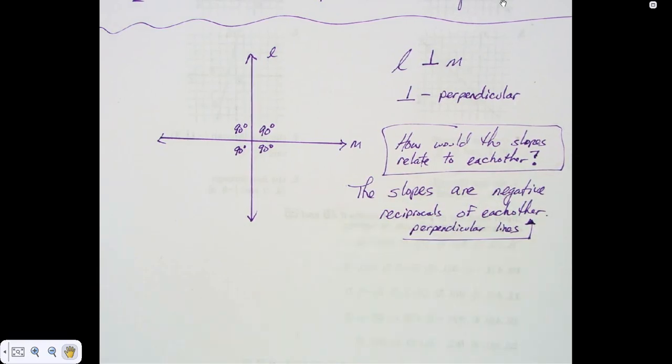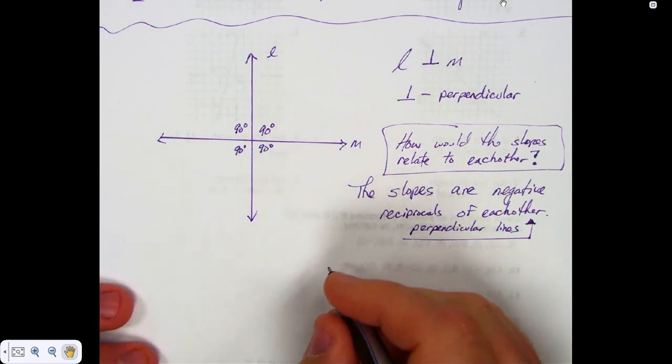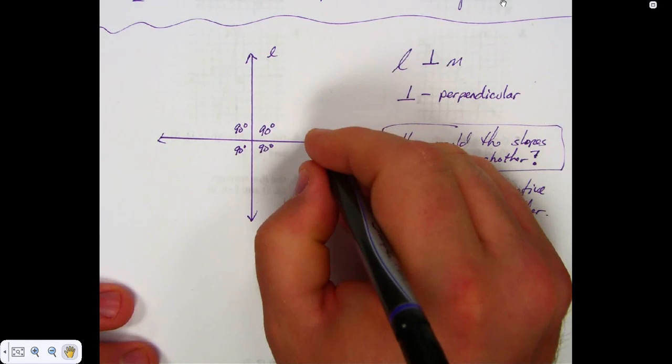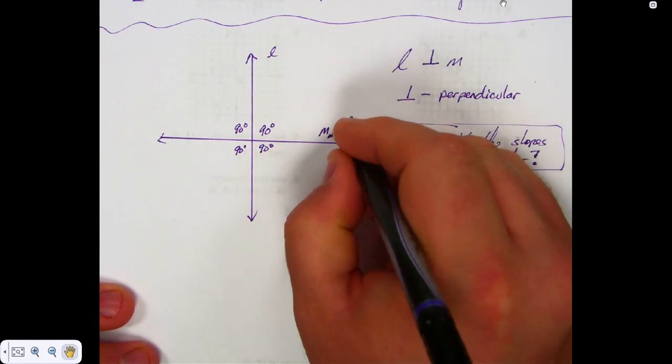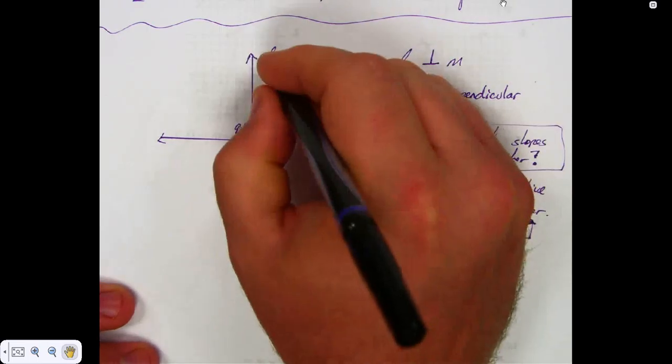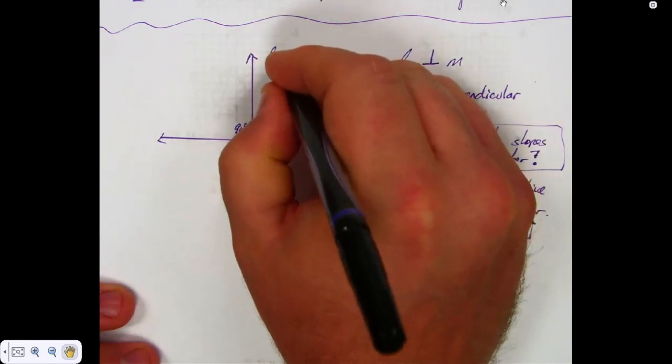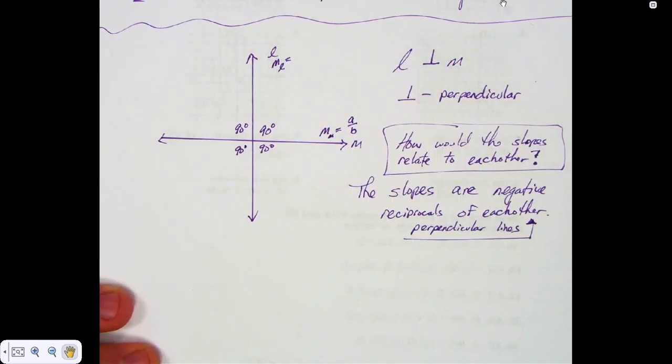Perpendicular lines, the slopes are negative reciprocals of each other. Okay? So if the slope of line M here is equal to A over B, what is the slope of line L going to equal? Negative B over A.